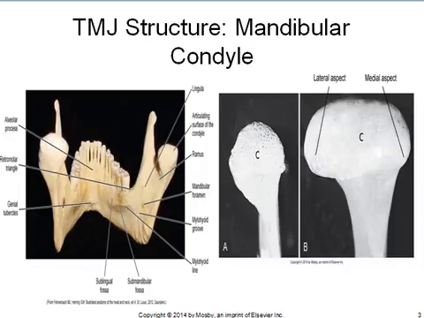The heads of the mandibular condyles articulate in the temporomandibular joint, or the articular fossa, or glenoid fossa. At birth, the heads of the condyles are round and covered with cartilage. Bone forms around these spikes of cartilage so that the head of the condyle is porous.